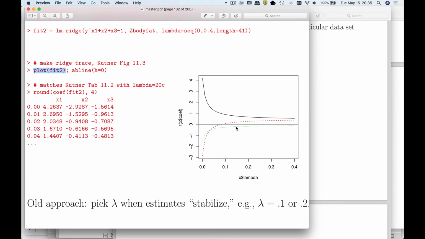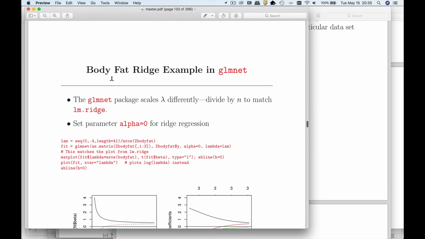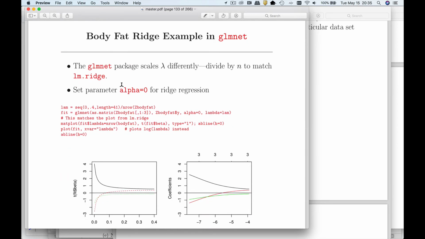In the olden days, textbooks would say, well, choose lambda when the plot stabilizes. So maybe 0.1 to 0.2, this graph stabilizes. But that's very much the old way. The new way, as we're going to see in a minute, is to use cross-validation. Before I do that, though, let me just show you another function that we're going to use a lot in this class called glmnet.